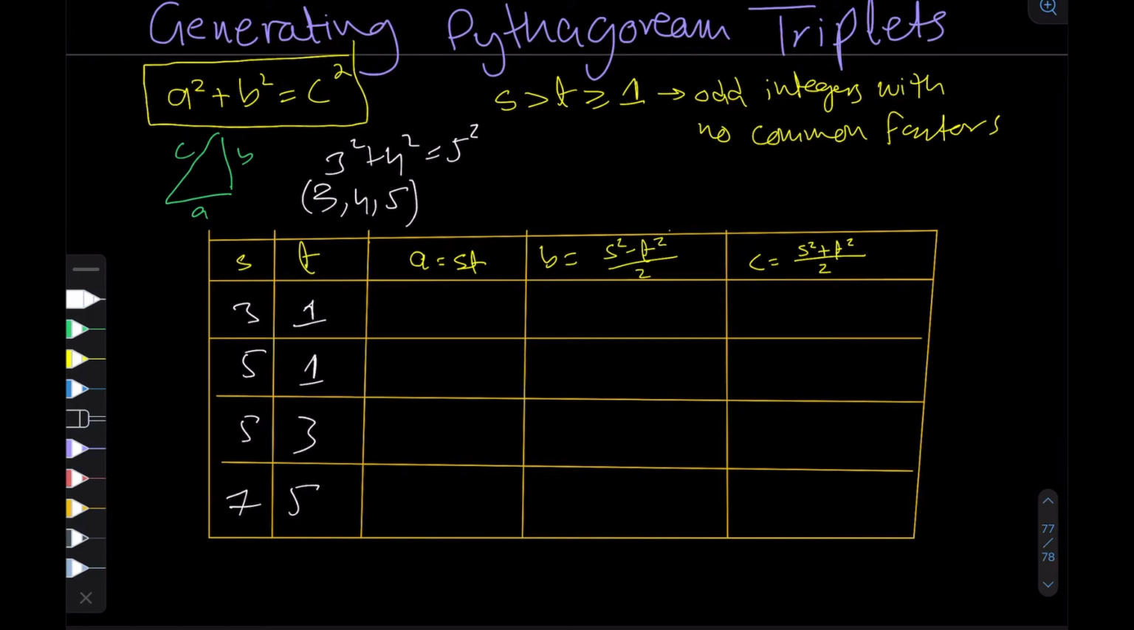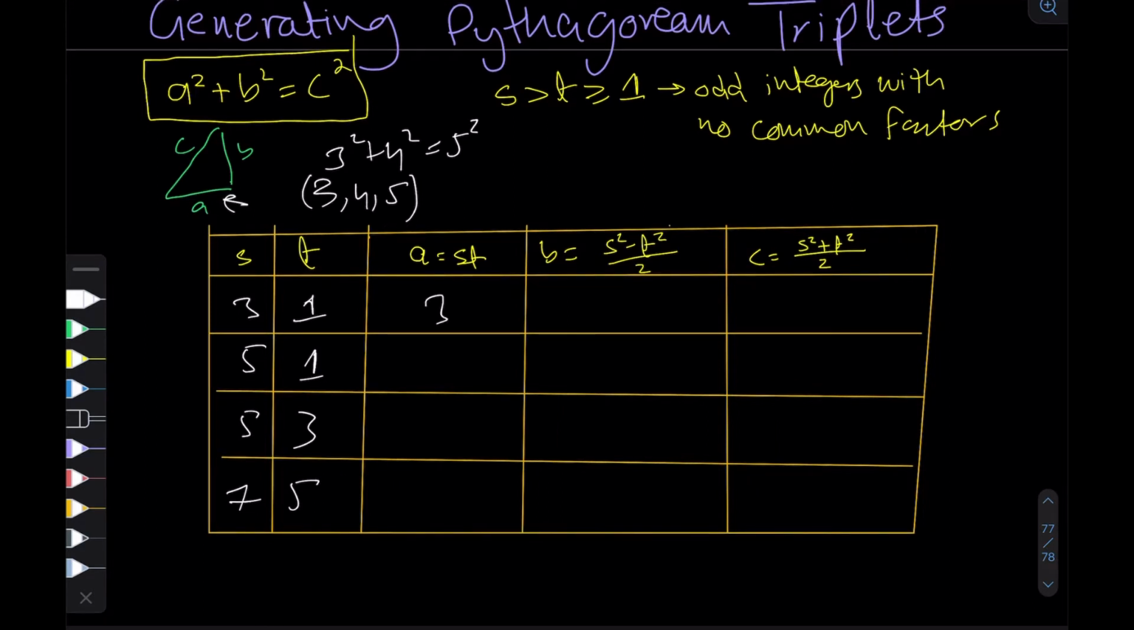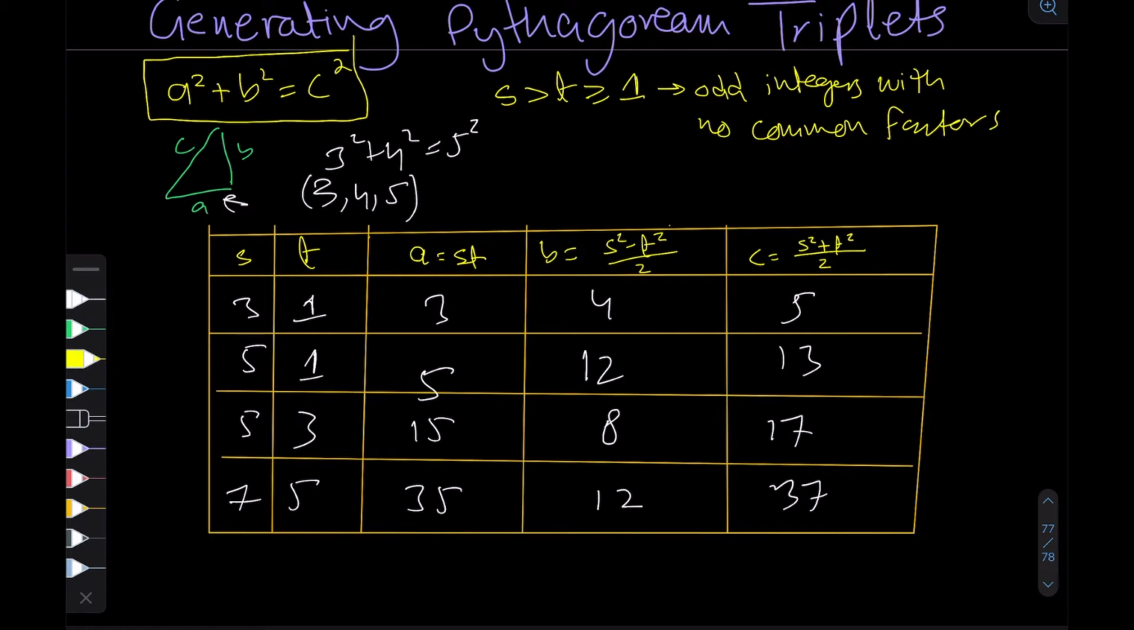So here our a, which is this side over here, would be s times t, which is 3. This b would be (9 minus 1) over 2, which is 4. C would be (9 plus 1) over 2, which is 5. In the second row, this would be 5, this would be 12, this would be 13. Here, this would be 15, 8, 17. This would be 35, 12, and 37. So these all are Pythagorean triplets that we came up with ourselves, given that we had choice over what odd numbers we took. And one more thing to notice is that these are primitive Pythagorean triplets.